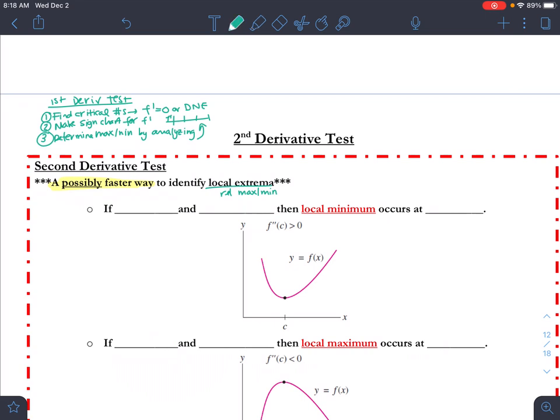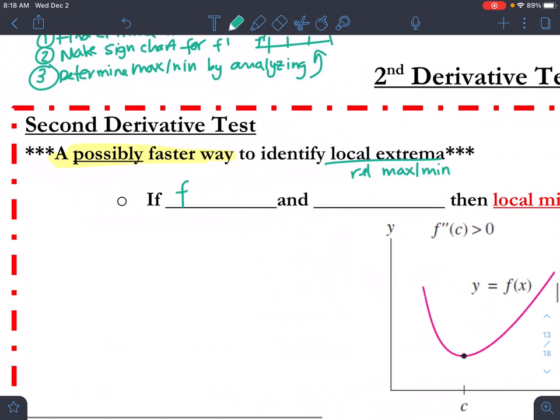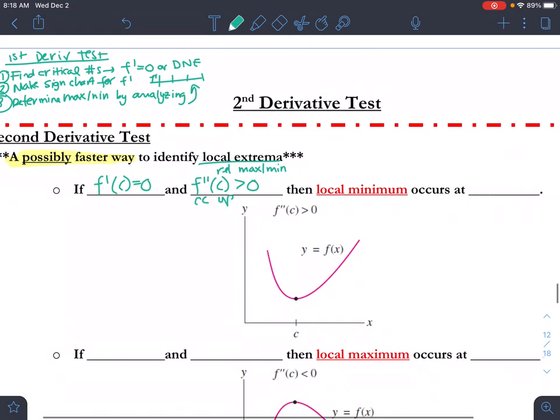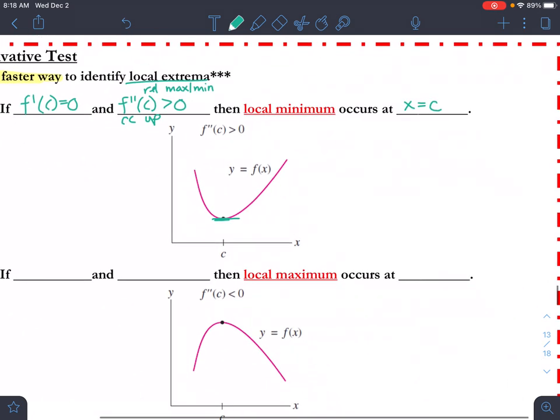So here are the conditions for finding local max and local min for the second derivative test. First of all, we'll talk about this point c. If f prime of c is 0 and f double prime of c is positive, aka concave up, so there's a horizontal tangent here and the function is concave up, then a local minimum occurs at x equals c. That's a really quick way to figure out if there's a local min.